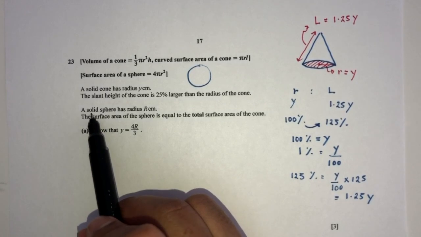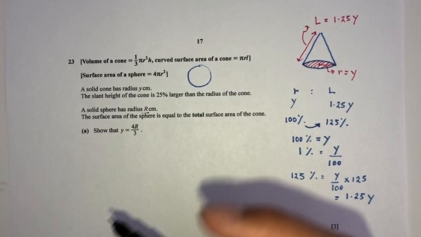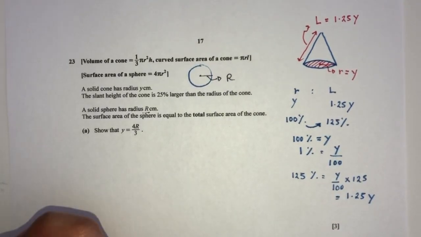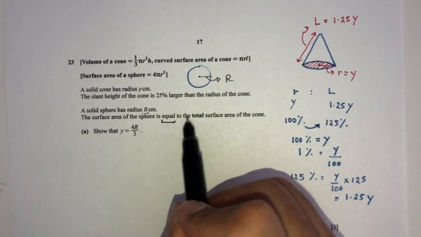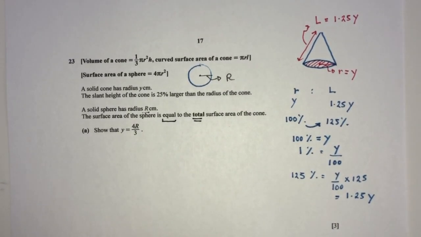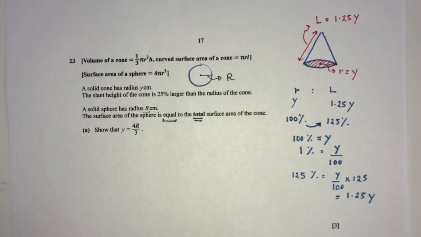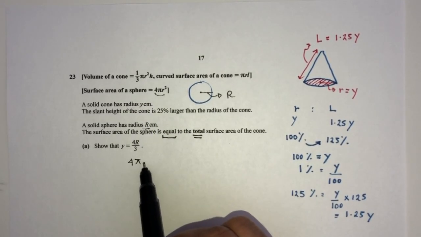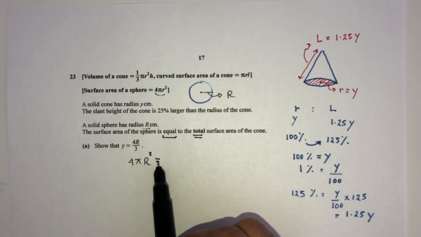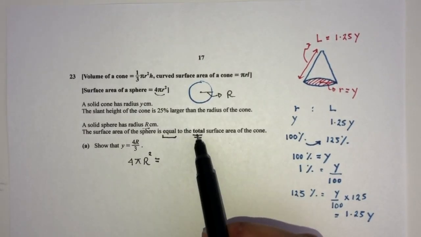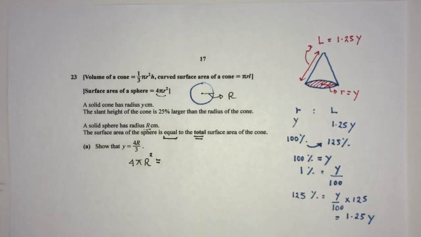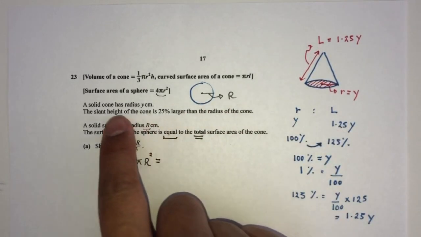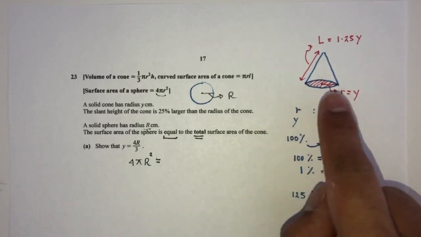Now, a solid sphere has a radius r. Okay, the radius is r for the sphere. Now, the surface area of the sphere is equal to the total surface area of the cone. So pretty easy, let's do this one by one. How would you find the surface area of the sphere? As you can see, it is given to you by this. It will be 4 pi, the radius is r, squared. It is equal to the total surface area of the cone. Now the cone is comprised of two surface areas. How? We have the curved surface and the base surface. Because it is a solid, it is closed, so we also have to count the base surface.